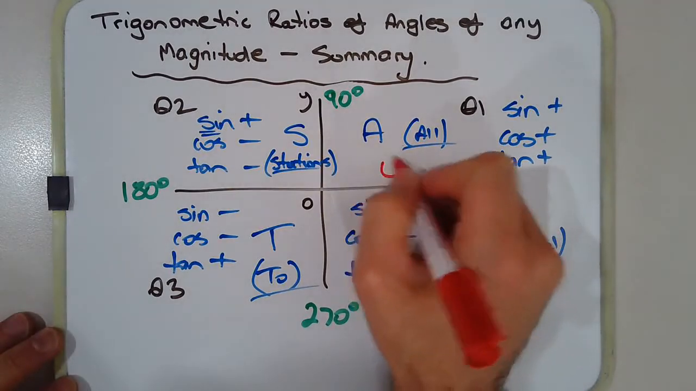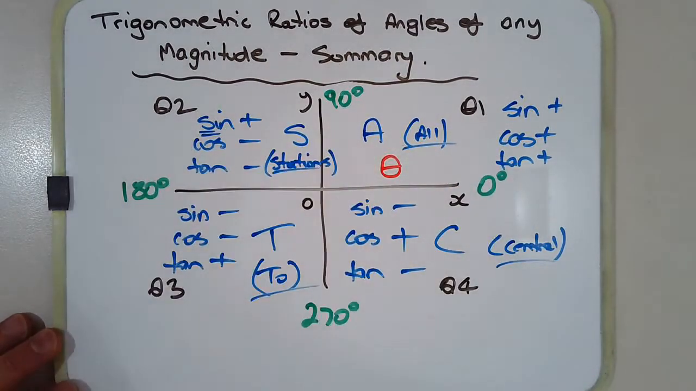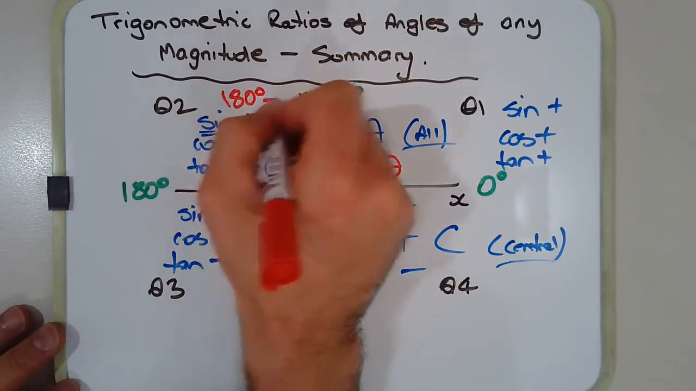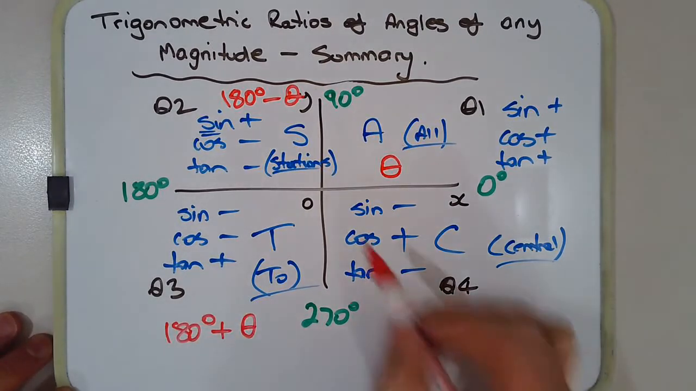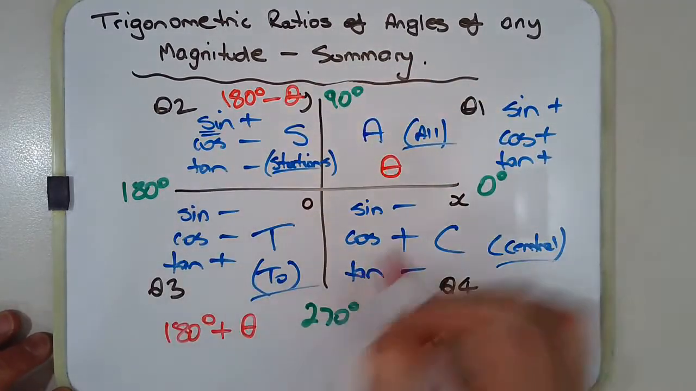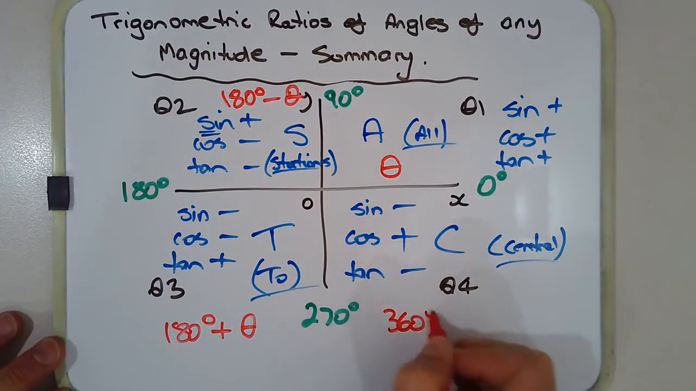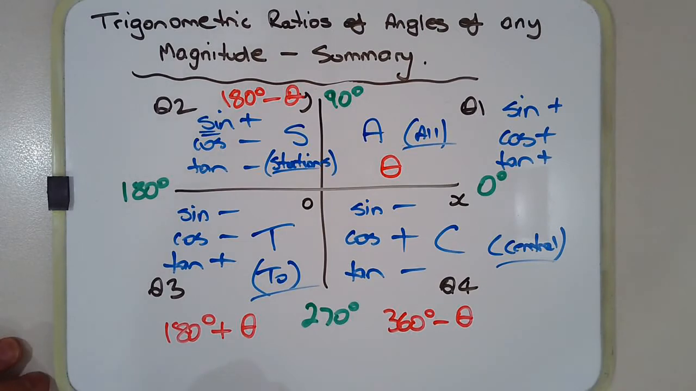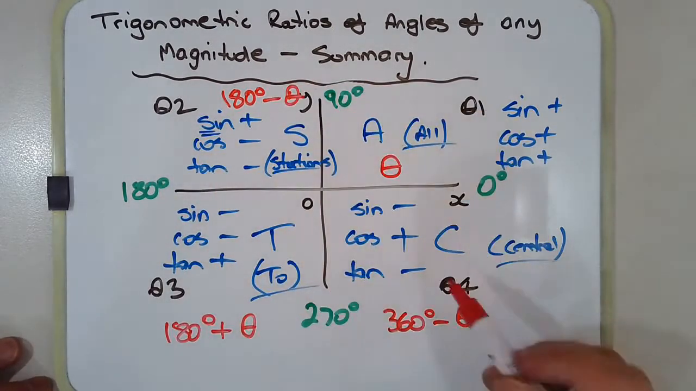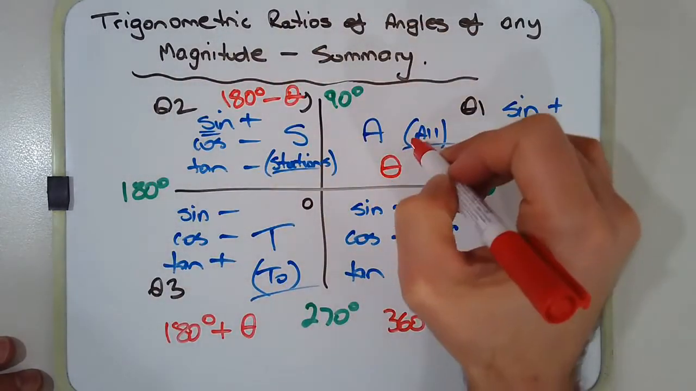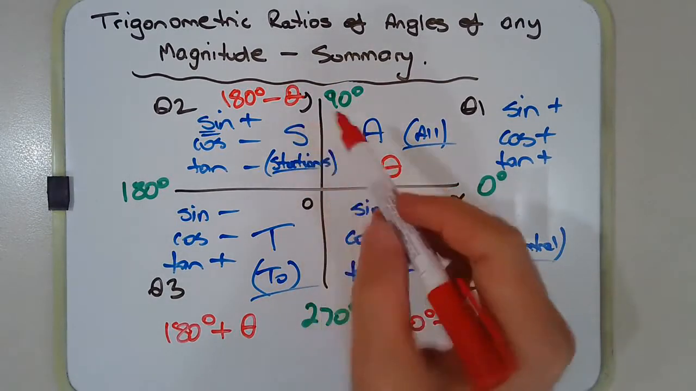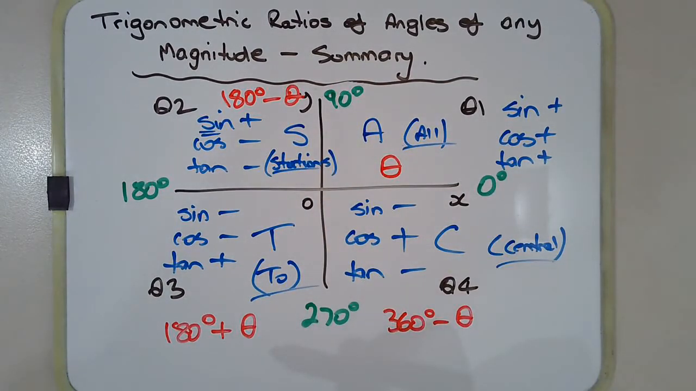So if this is theta, acute, to get to quadrant 2, this is 180 degrees minus theta. To get to quadrant 3, this is 180 degrees plus theta. To get to quadrant 4, we do a full loop around and then go backwards, so this is in fact 360 degrees minus theta. This will help us backtrack from whichever of quadrants 2, 3, and 4 we're in to quadrant 1, and then apply the all stations to central rule to determine whether the ratio we're looking at is positive or negative.